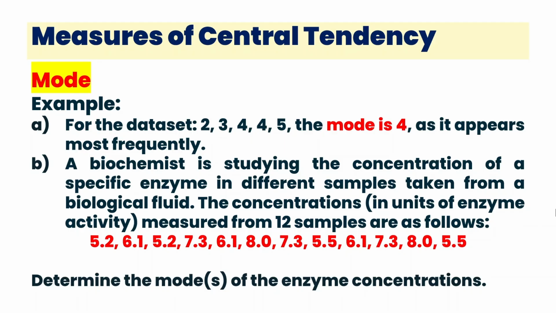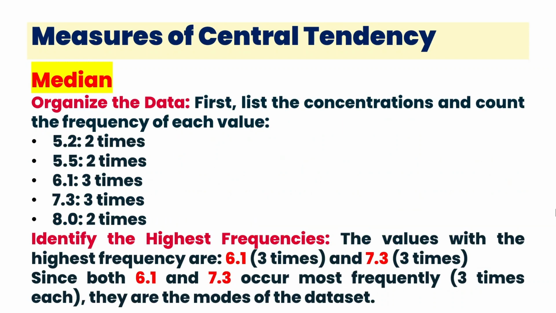So it seems that there are many repeated numbers here. In order to avoid confusion, we must organize the data first. You can have a list for all the numbers and the times they occur in the set. You just simply count the frequency of each value. For example, 5.2 appeared 2 times, 5.5 appeared 2 times, 6.1 appeared 3 times, 7.3 appeared 3 times, and lastly, 8.0 appeared 2 times.